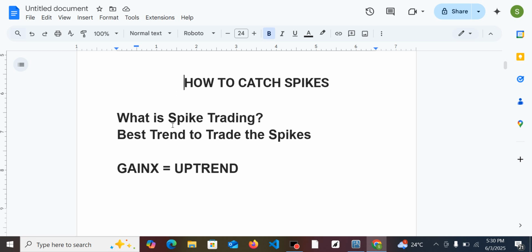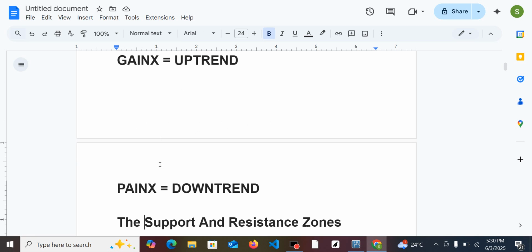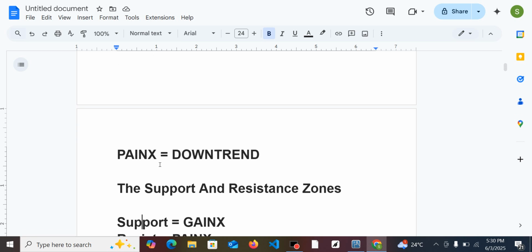So don't worry, we will still go back to the chart, but let me just give you a brief explanation of how it works. We will be focusing on the best trend to trade the spikes. The best trend to trade the spikes for GainX is when the market is on an uptrend, and for PainX, it is when the market is on a downtrend. And of course, to have successful trading whenever you are trading the spikes, you should also know how to identify the support region and the resistance region.